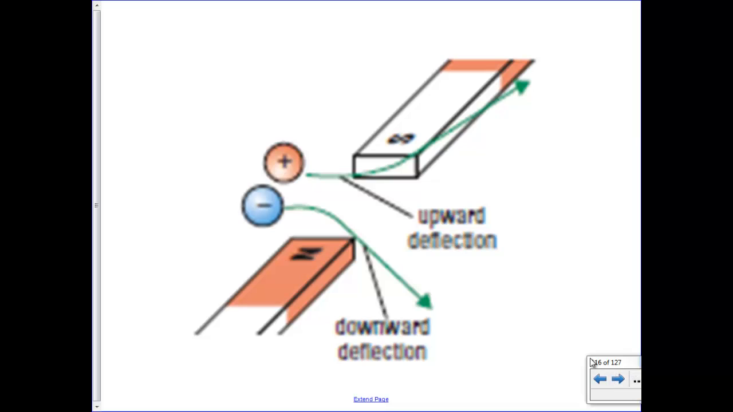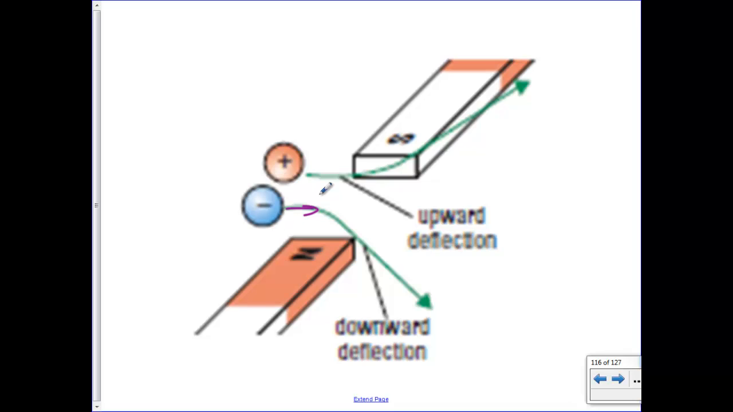Okay, let's see if I can explain this next diagram using that 3rd rule. Let's start with the negative charge. If the negative charge was going this way, that means you'd use your left hand, and you'd point your left hand like that. Then you're going to point your fingers towards the south pole.